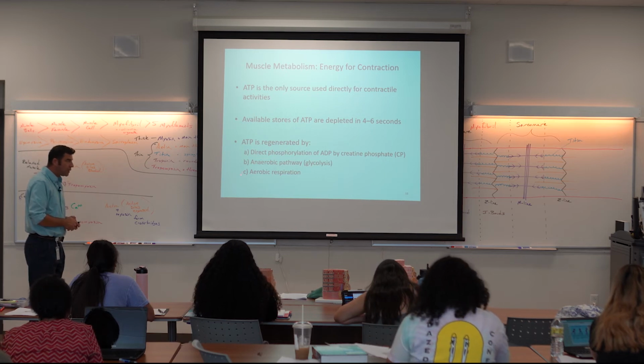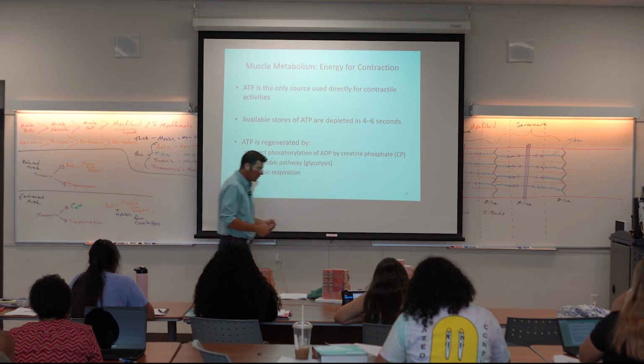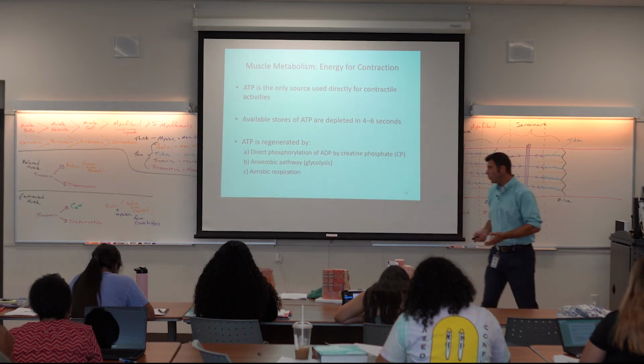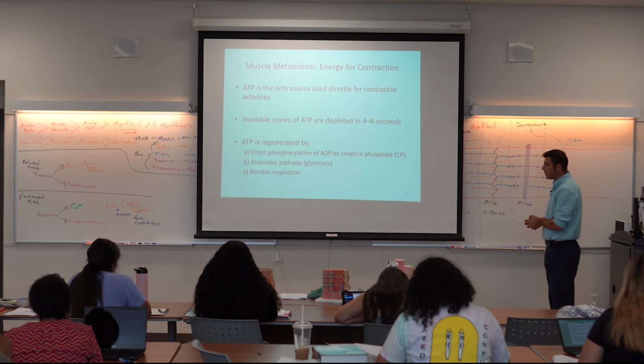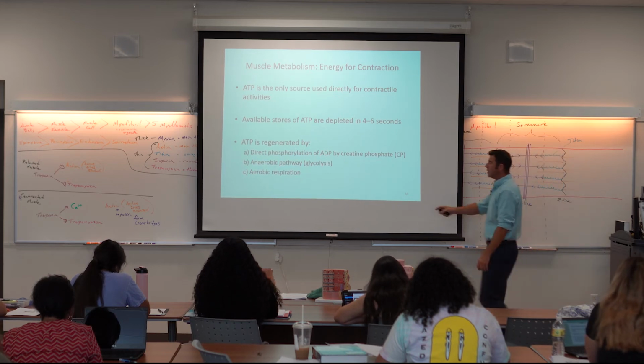We'll go through these 3 different ways in which ATP is derived by these muscle cells to get them around. The first way, we'll see all of these in order. The first way in which ATP is made by the cell is by direct phosphorylation of ADP.